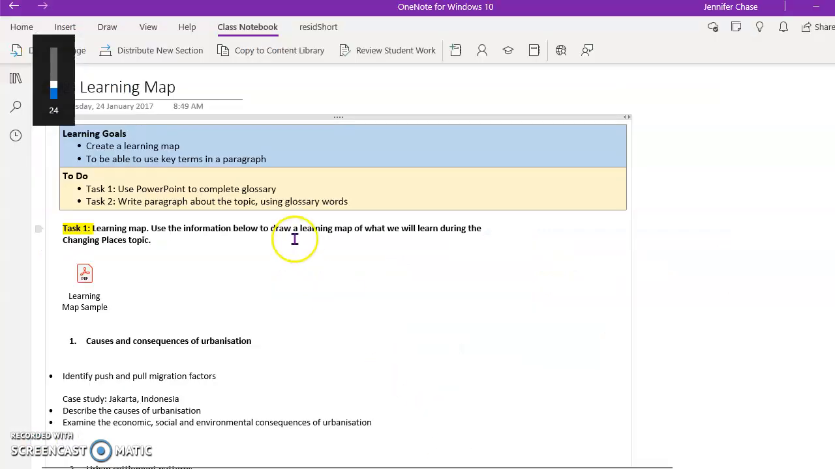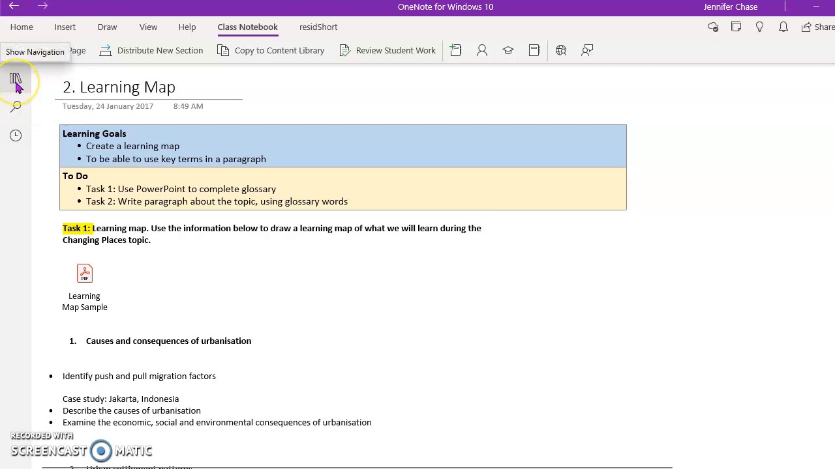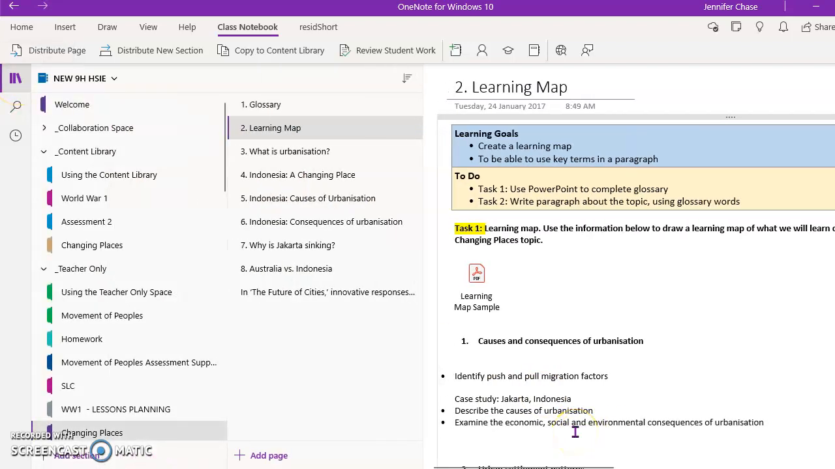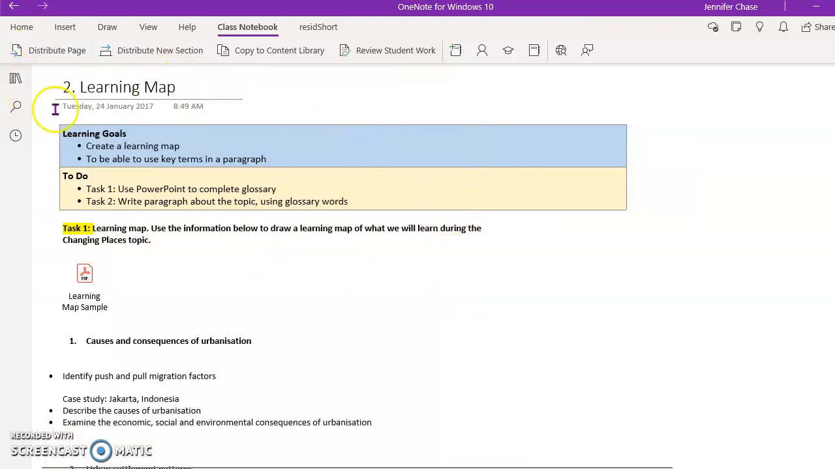Okay, hi guys. Welcome to the second lesson in the changing places topic. As you can see, we are doing a learning map today. So again, it's kind of a nice, easy, and hopefully creative way for you to start thinking about the topic.